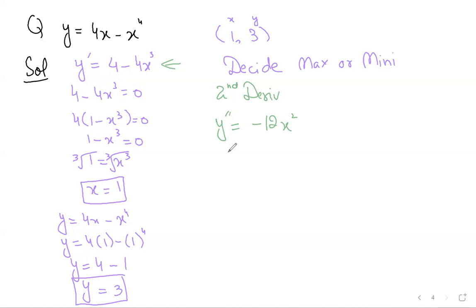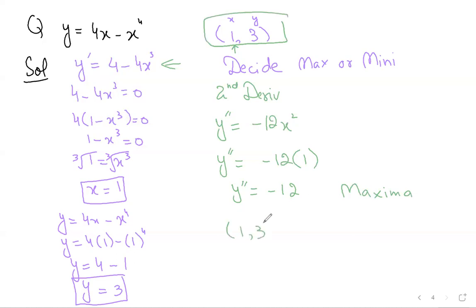I'm just going to put my value of x here, which I found out here. So y double prime equals negative 12 times, instead of x, I'm placing my 1. So y double prime equals negative 12. This is a negative value. And whenever we get a negative answer, that means it's a maxima. So the points which we got, these points 1 and 3, are our points of maxima.